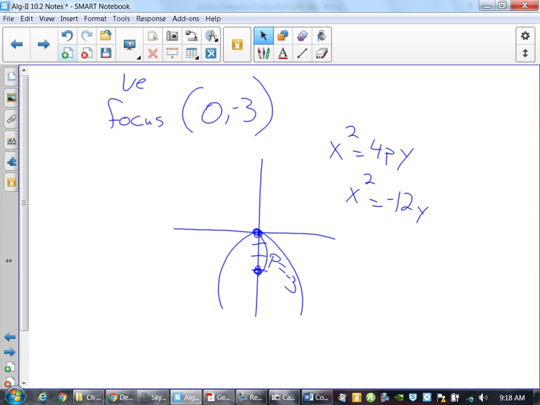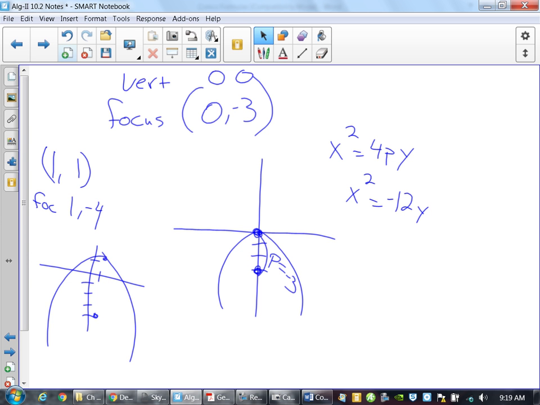Because your vertex is going to be at 0, 0. So what will happen is if we have a vertex at 1, 1 and a focus at 1, -4, you'll know when you graph it that 1, 1 is here, and the other one's at 1, -4. If your focus is there, that means it's opening this way. And then how far is it? 1 little, 2 little, 3 little spots, 4 little, 5. The p then is -5. That's what we're getting towards, but not yet. We're still starting with the vertex.